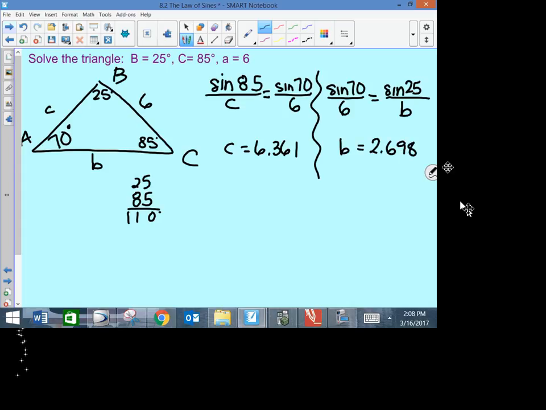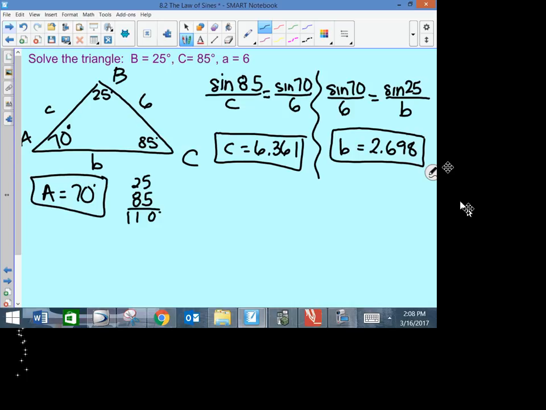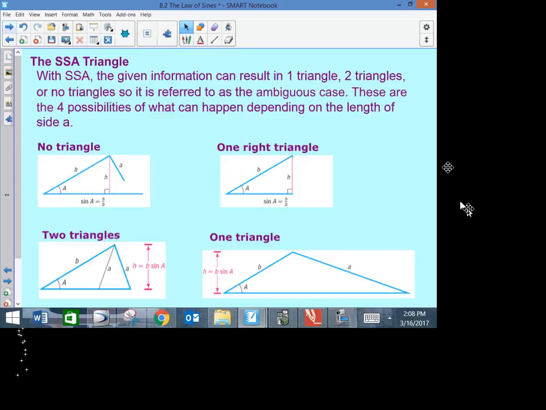6.98. Okay. Very good. We're done. That's the law of sines. Okay, we got A equals 7. So we have to have that in order to use the law of sines. We're going to get to the law of cosines next class. But remember, with the law of sines we use sine, and with the law of cosines we use cosine. It's a little different.